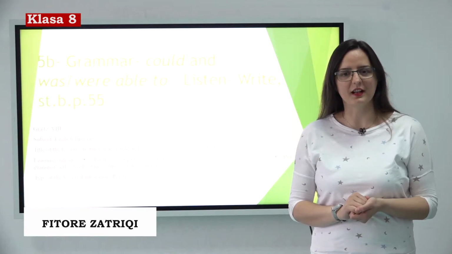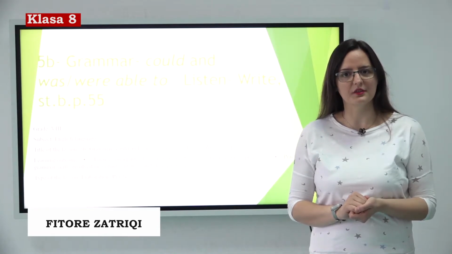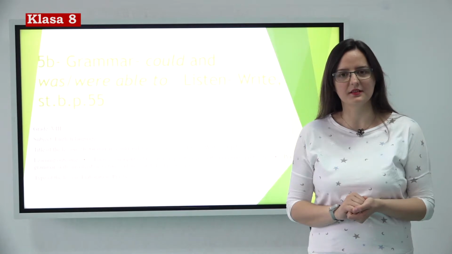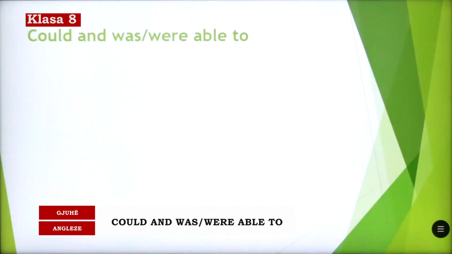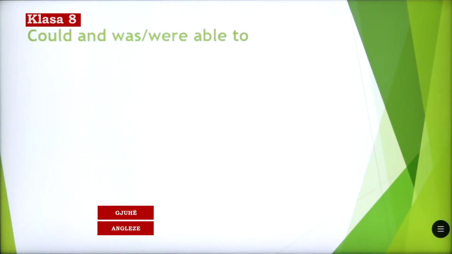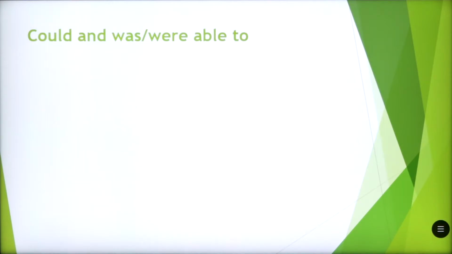Today we will learn how to use could, was or were able to in sentences. Please open your books on page 55. Could and was or were able to are expressions that we use to describe the skills of people to do certain actions. They look very similar, but they're not the same.